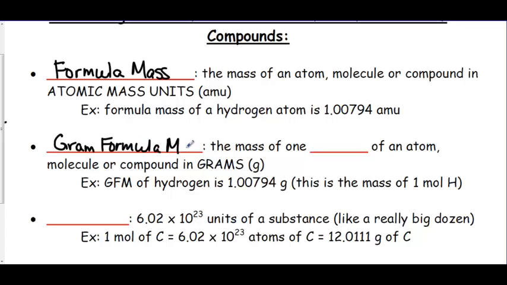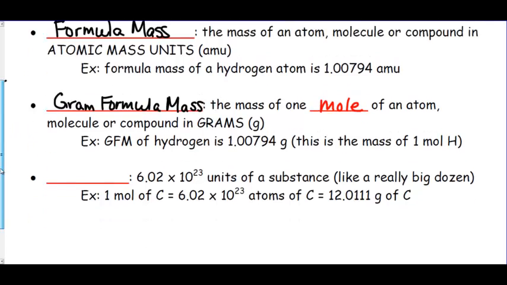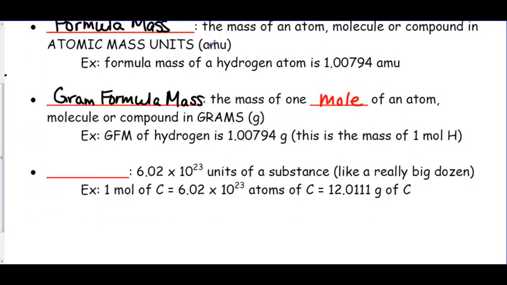The difference between formula mass and gram formula mass is very easy. It's just units. The gram formula mass is the mass of 1 mole of an atom, molecule, or compound in grams. Major difference, okay? Formula mass, AMU. Gram formula mass means it's the formula mass in grams. GFM, gram formula mass, of hydrogen is 1.00794 grams. This is the mass of 1 mole of hydrogen.